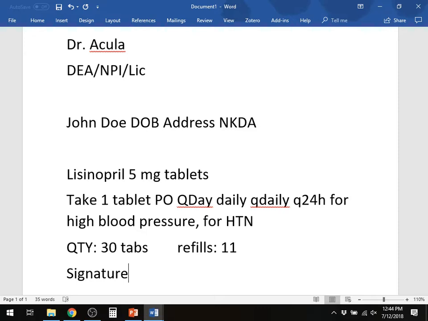How many refills can you do on a C1? None. Can I prescribe a C1? Not unless you're in some very odd circumstance, you're doing research or something.